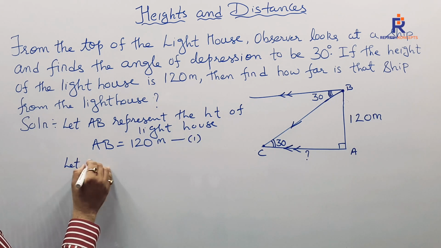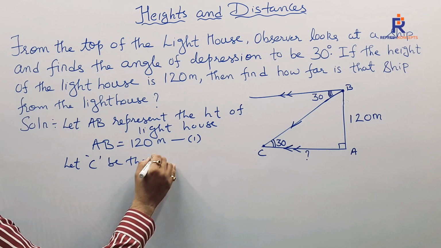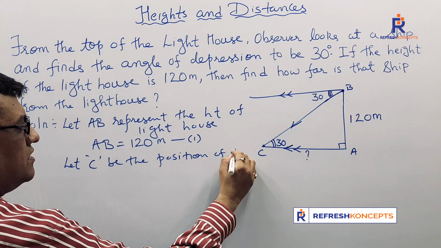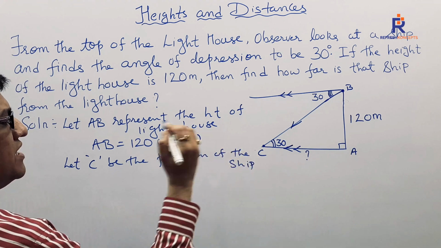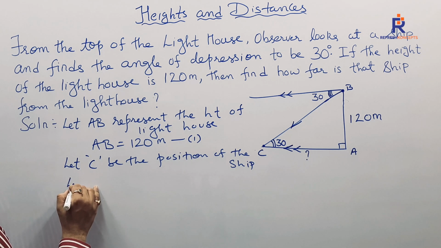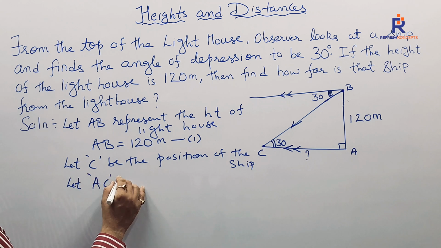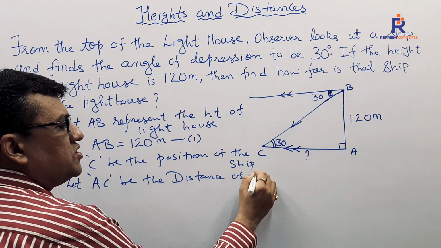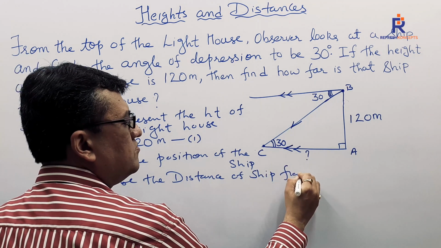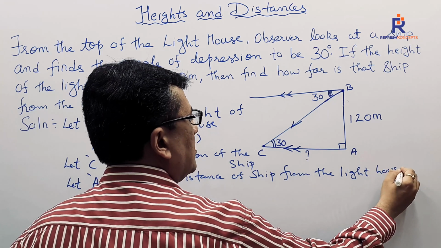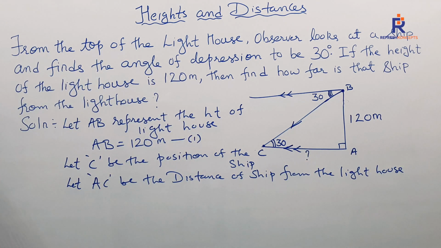Let C be the position of the ship. Let AC be the distance of the ship from the lighthouse. Let AC represent the distance between the ship and the lighthouse.